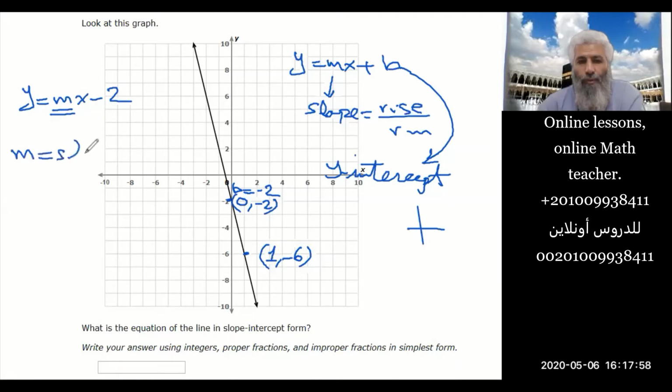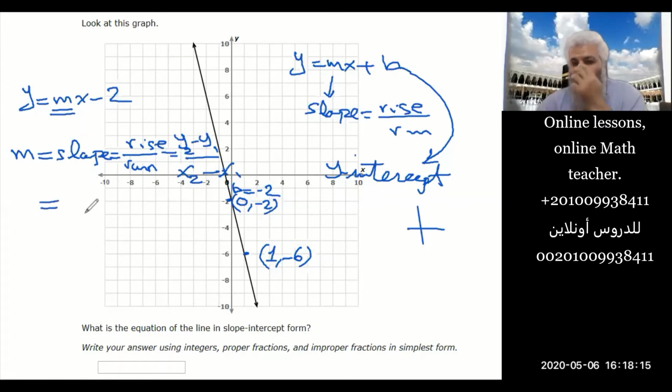Slope, which is m, equals rise over run, or the difference between y's, y2 minus y1, divided by the difference between x's. Now, if I calculate rise over run by counting only, this is 1, 2, 3, 4. This is 4 down. This is -4, and run is 1. The slope will be -4. And our equation will be y equals -4x minus 2.